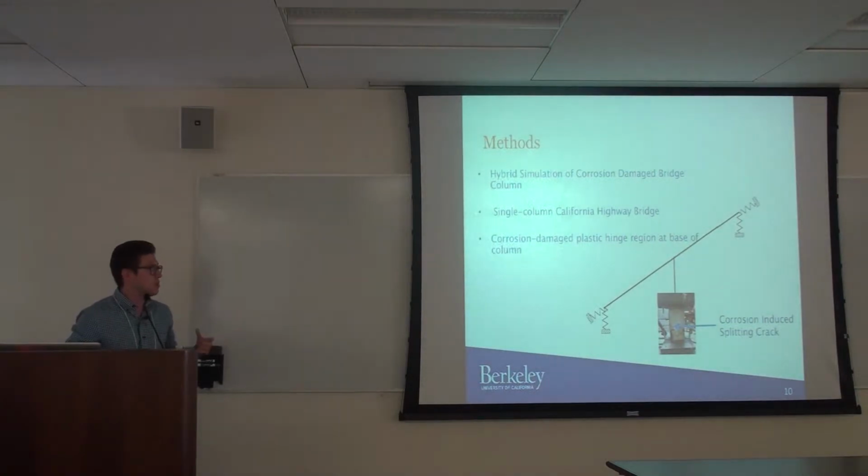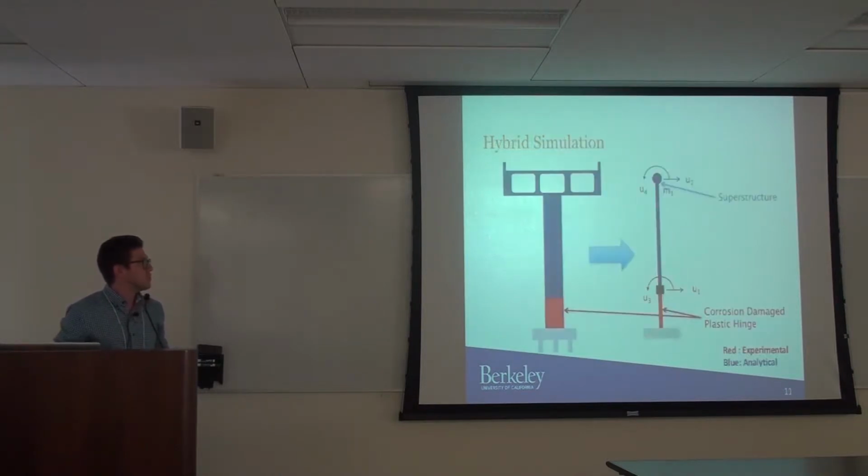So we take the purely analytical model and we've replaced the element towards the base of the column with our experimental substructure. So again, kind of that most influential section we've replaced with our experimental element, and we have different ones that are either non-corroded or corroded. Again, just going back to the model, we are kind of replacing the lower half of this column with our experimental element that's corrosion damaged.